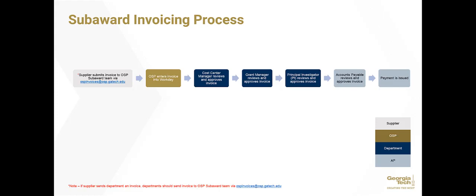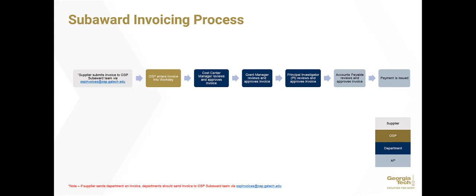So the supplier will email OSP invoices at osp.gatech.edu. OSP will then go into that inbox and review each invoice and do a 10-point compliance check. They'll check for basic details like the PO number, that the driver work tag is there, and that there's an amount. And then they will create a record within Workday. Once the invoice has been created by OSP, the Cost Center Manager will be notified to approve.